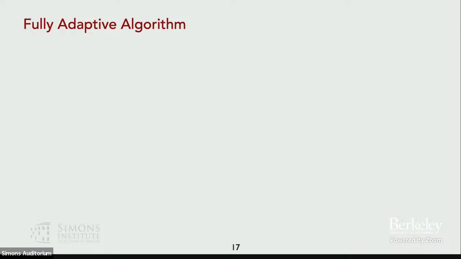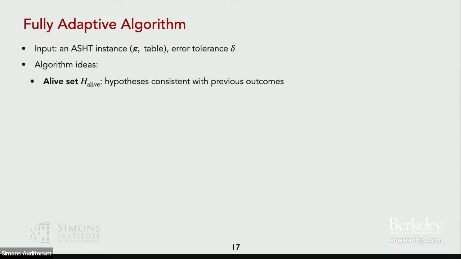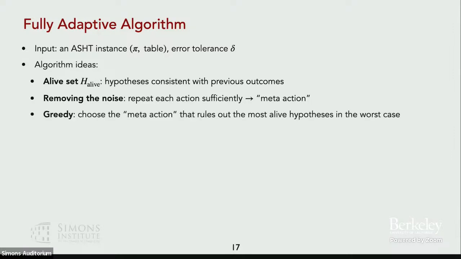Now I'm going to quickly run through the fully adaptive algorithm. The challenge is to incorporate the observations that you have made so far towards selecting the next action. The way that we will incorporate that information is by creating this idea of alive sets. The set of alive hypotheses are the ones that are consistent with my previously observed outcomes. To remove the noise from the problem instance, we're going to repeat each action sufficiently many times. That's how we reduce to the optimal decision tree problem. And then we're going to greedily choose the meta action that rules out the most alive hypotheses in the worst case.